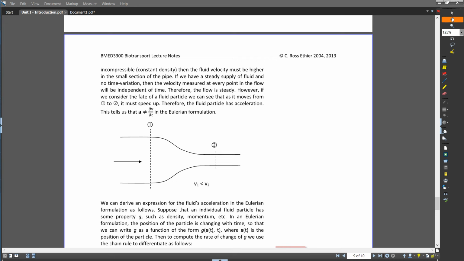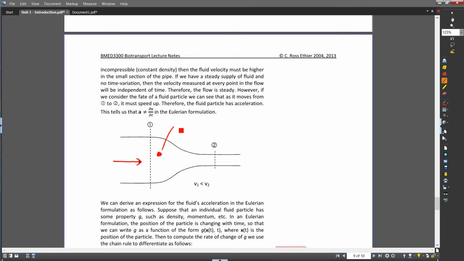Okay, so what is the substantive derivative? To show this, we're going to consider this contraction here. So this is taken from the notes. And I would like you to think about a small fluid particle. Let's just draw it in like that. And you notice that there's a flow from left to right here, as shown by the arrow.